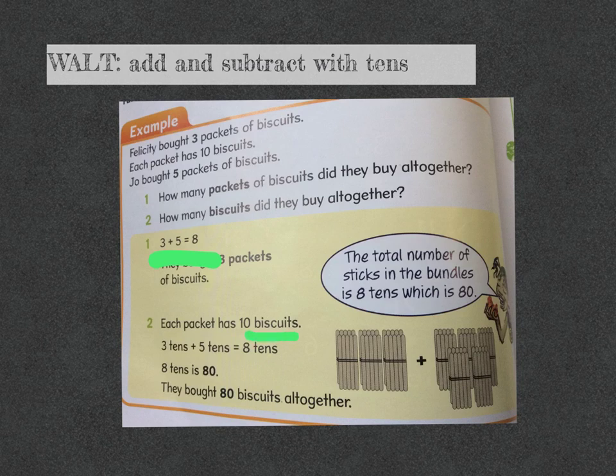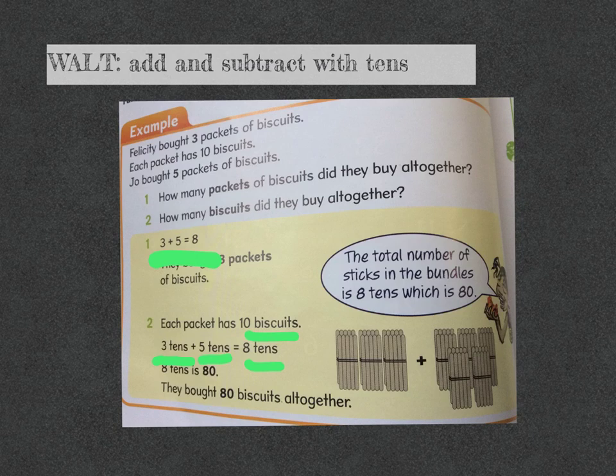So we've got 3 tens that Felicity bought. We've got 5 tens that Joe bought. That means we've got 8 tens altogether. So 8 tens equals 80. They bought 80 biscuits altogether.